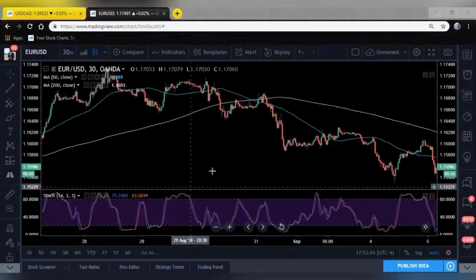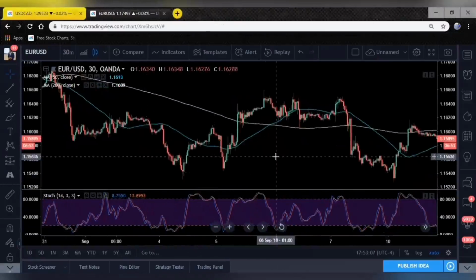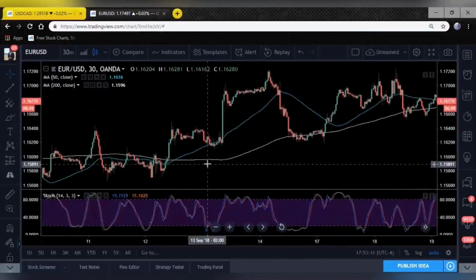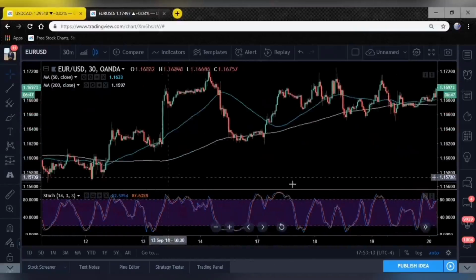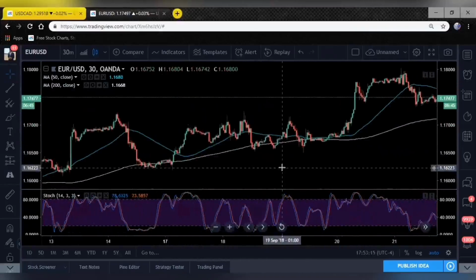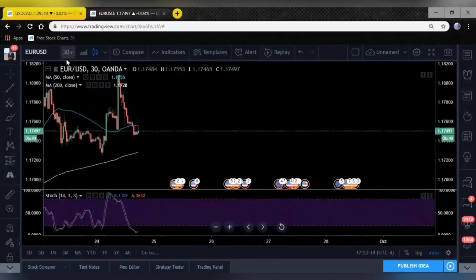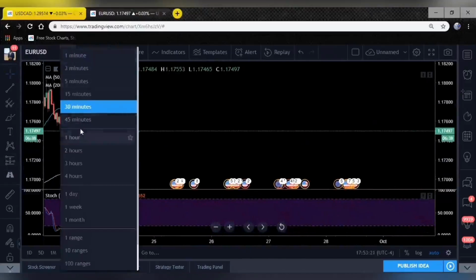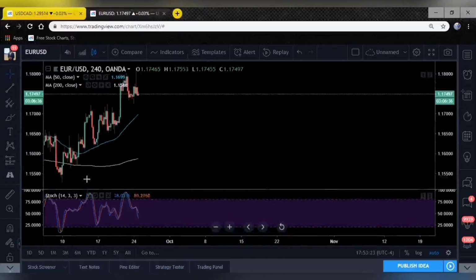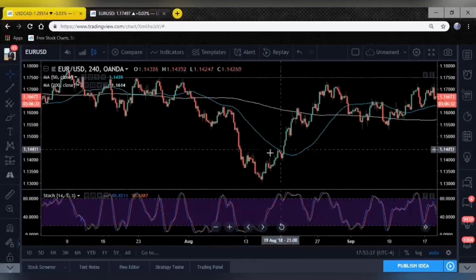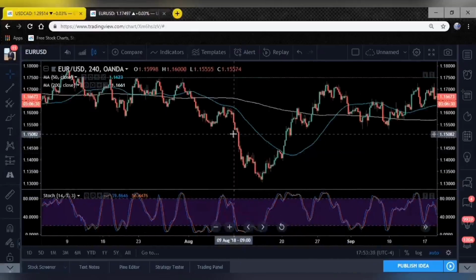We also have the stochastic indicator that could be used as a great indication for you to be able to buy and sell at the right time. Here on the 4-hour time frame, we are able to see the history of this stochastic.